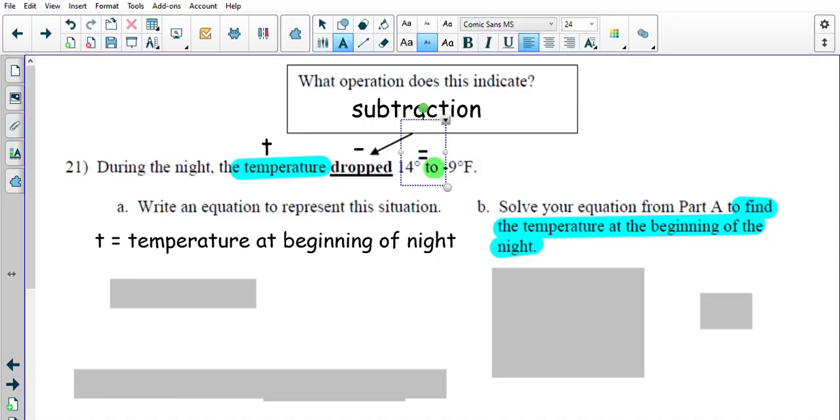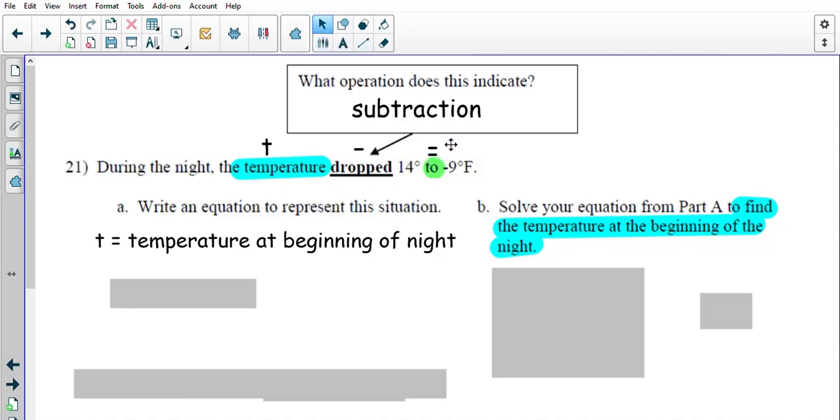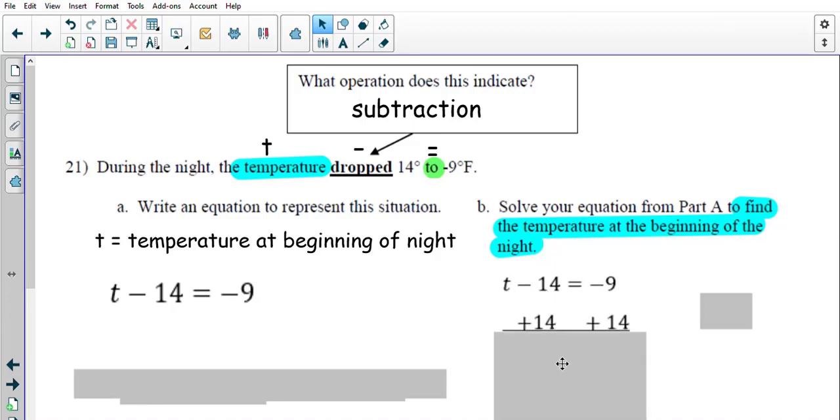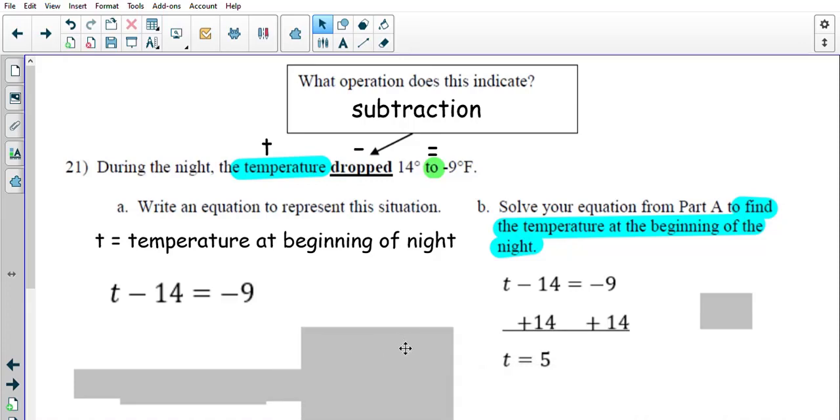So if we just translate this word for word, just like we would translate from one language to another, we're going to write T minus 14 equals -9. Temperature starts at T. We take away 14 degrees. By the end of the night, it's at -9 degrees. Let's solve this. The inverse of subtracting by 14 is to add 14. So you're going to do -9 plus 14, and we get T equals 5. I do want to put a label on this. It'll be 5 degrees Fahrenheit. You don't need a sentence, but a label is definitely helpful here.